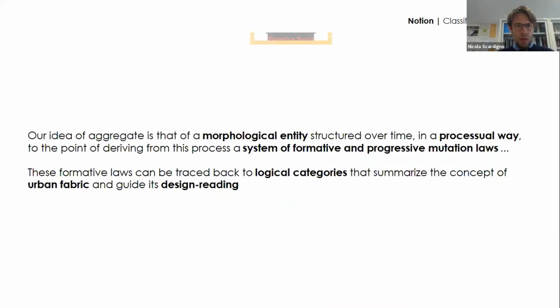Again, our idea of aggregate is a morphological entity structured over time in a processual way, to the point of deriving from this process a system of formative and progressive mutation laws. These formative laws can be traced back to logical categories that summarize the concept of urban fabric and guide its design reading.